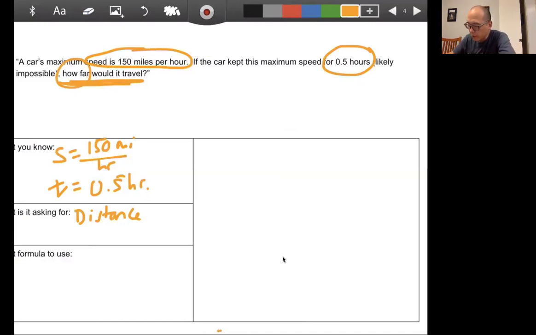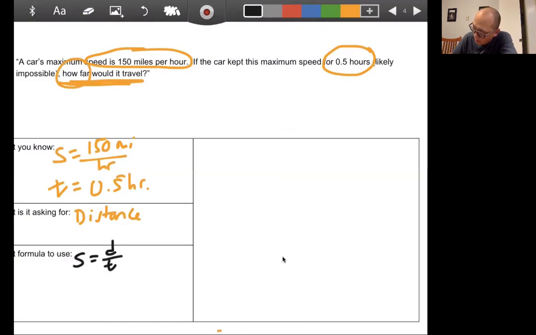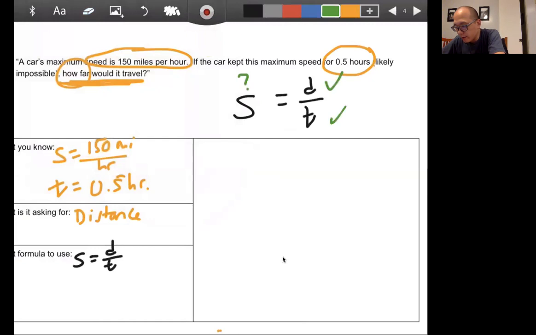Okay, what's the formula to use? Well, we know that there's the speed formula. Speed is equal to distance divided by time. I'm going to write it bigger right here. Speed is equal to distance divided by time, okay? Now, in previous situations, we did know distance, and we did know time, and we did not know speed. It was very easy. We just calculated it like that.